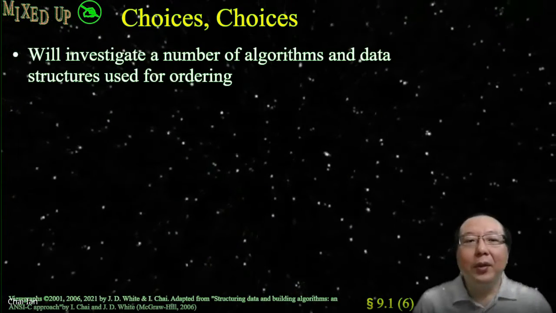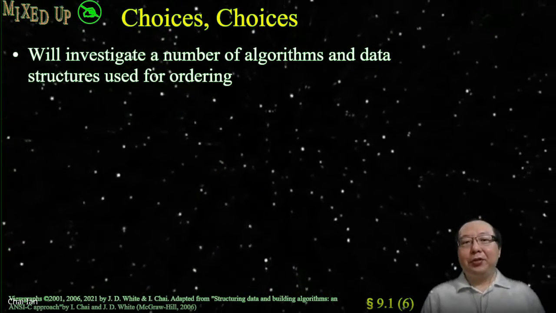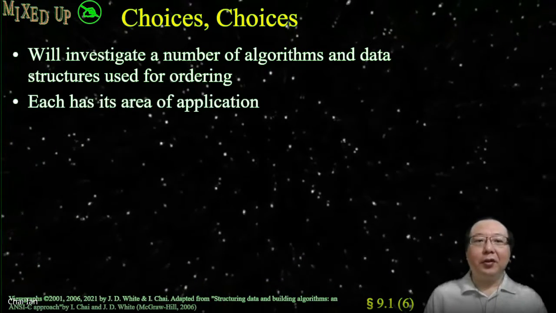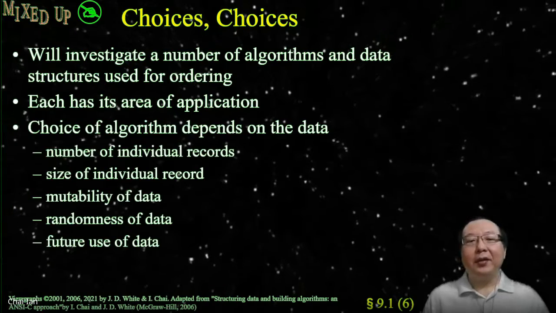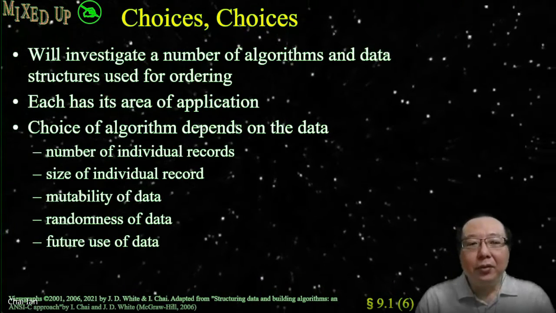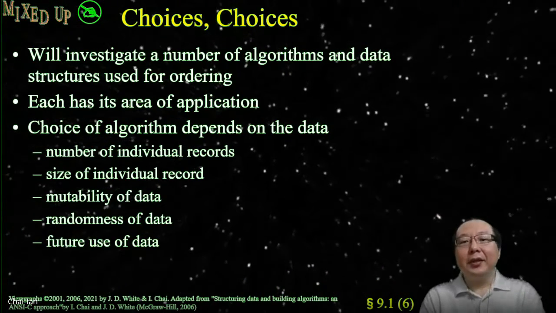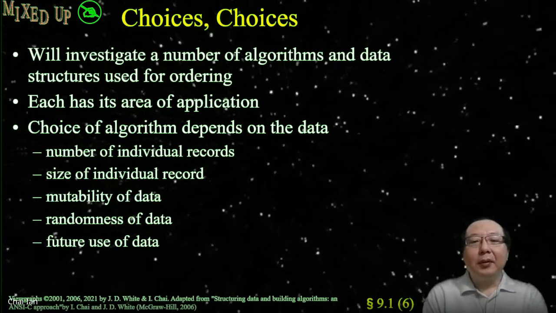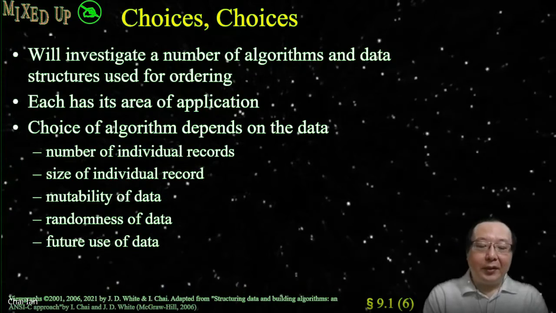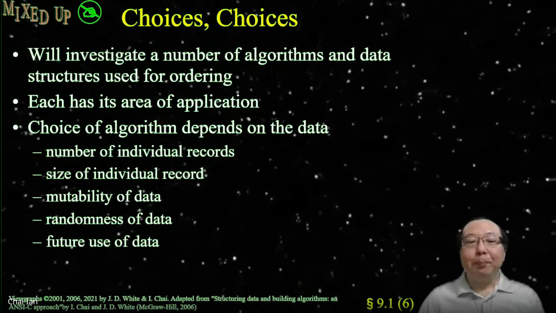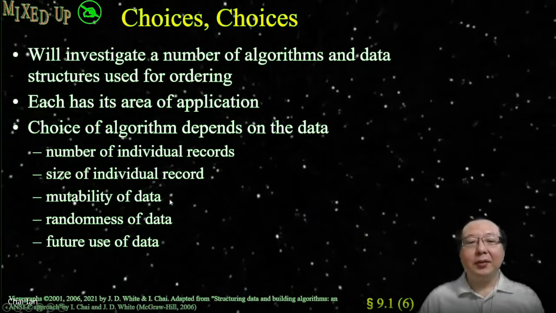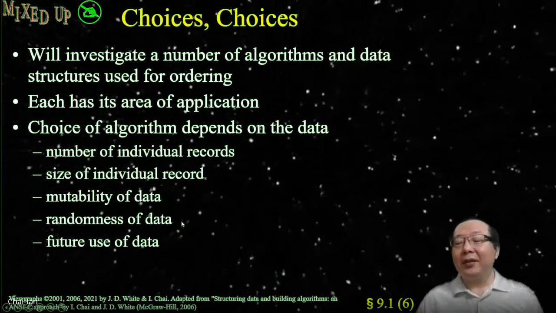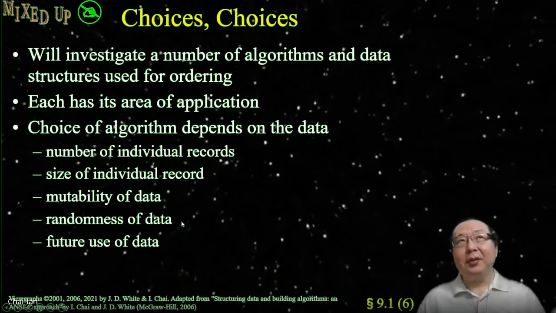There are actually many choices for algorithms and data structures to use for ordering, and each has a different area of application. Which algorithm you should use depends on the data. For example, how many individual records are there? How big is each of those individual records? Do we change the data very often? Is the data very random, or is it already mostly ordered?